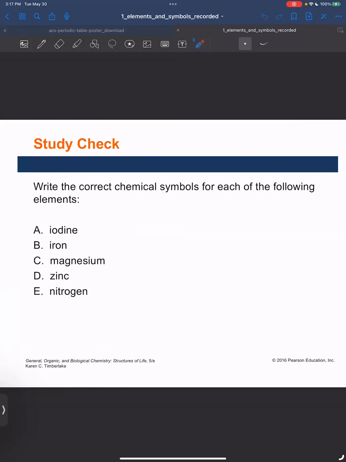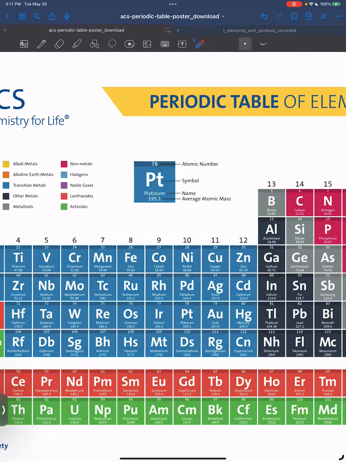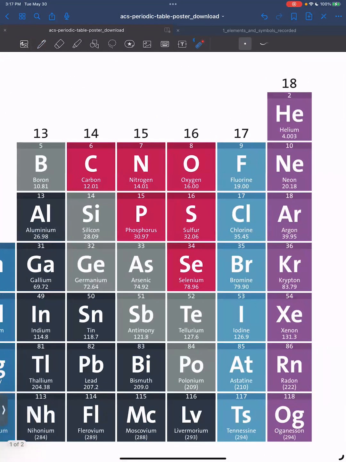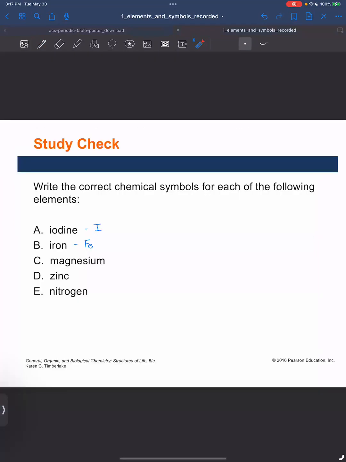All right, let's write the correct chemical symbols for each of the following. What did you find for iodine? Okay, that is capital letter I. What about for iron? Excellent, that is Fe. So we can see here, Fe is iron, and iodine is capital letter I. What about for magnesium? Mg, good. Zinc, Zn, and then nitrogen, capital letter N. Remember, the first letter is always capitalized.